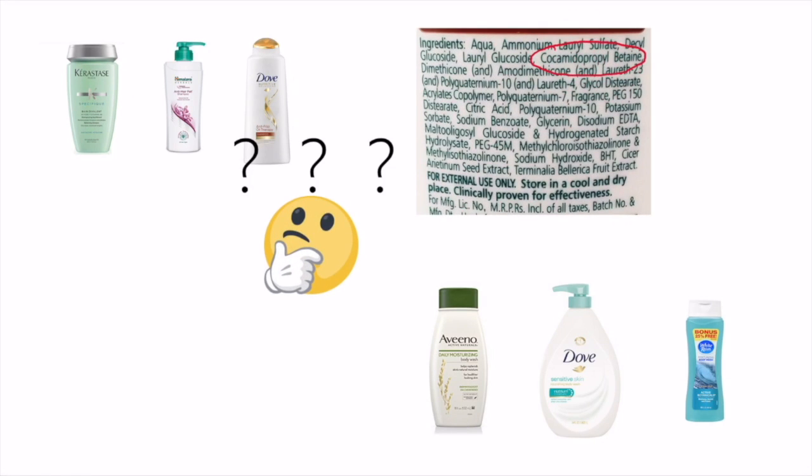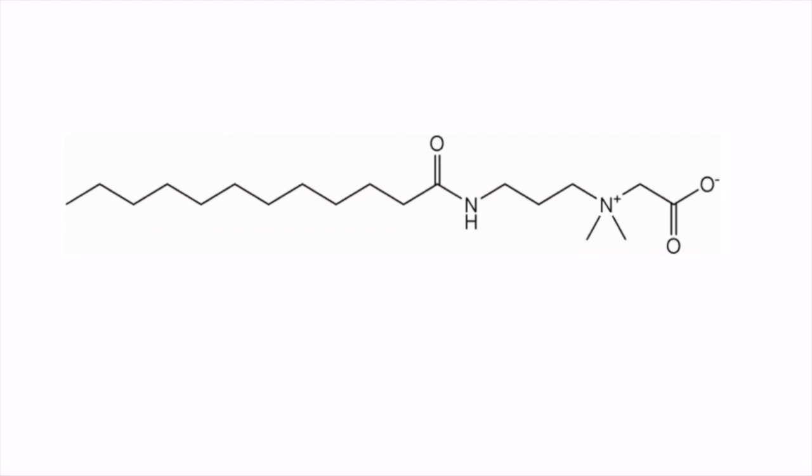in these products with the complex name cocamidopropyl-betaine. Cocamidopropyl-betaine, or CAPB for short, is a pale yellow liquid that can be found in everything you see here and more. But why? Well, to understand, we need to look at its molecular structure.